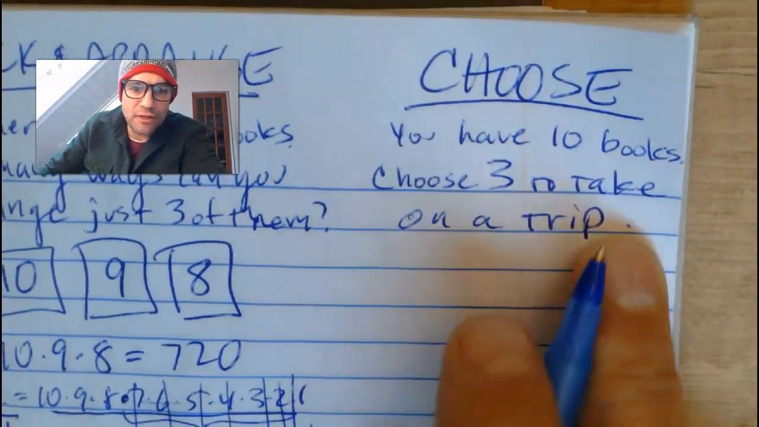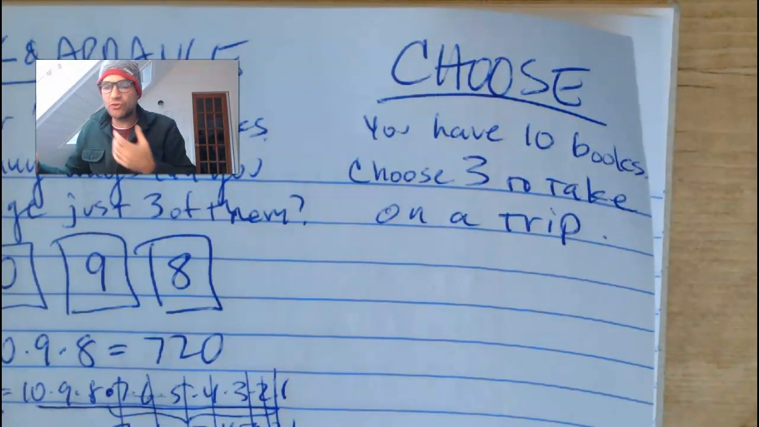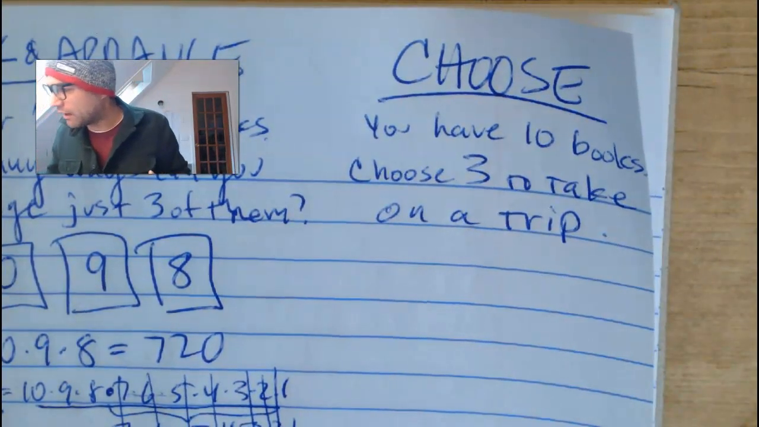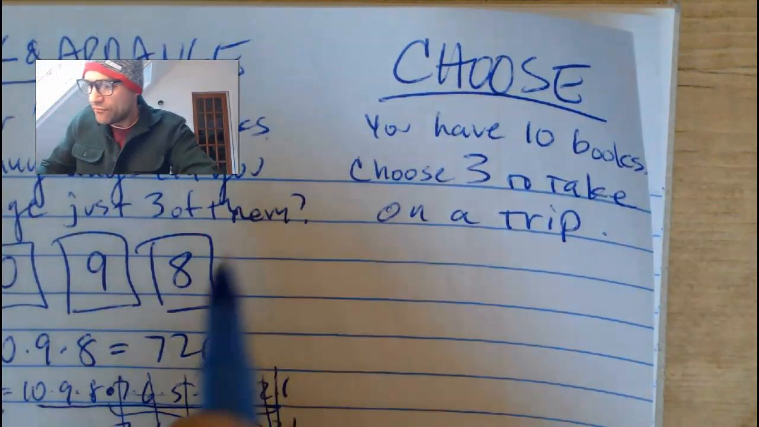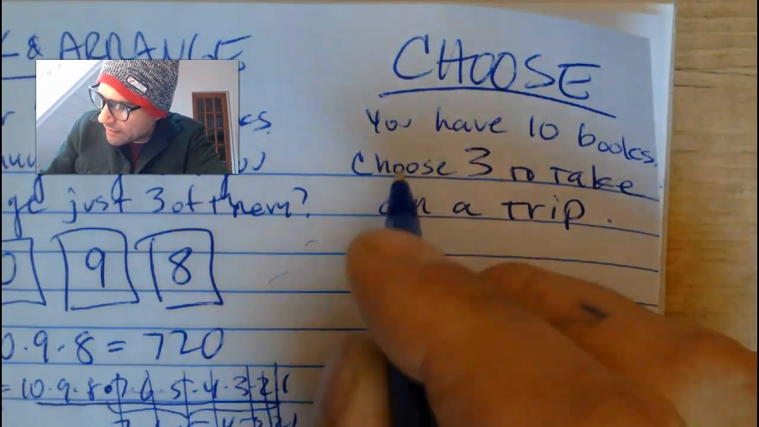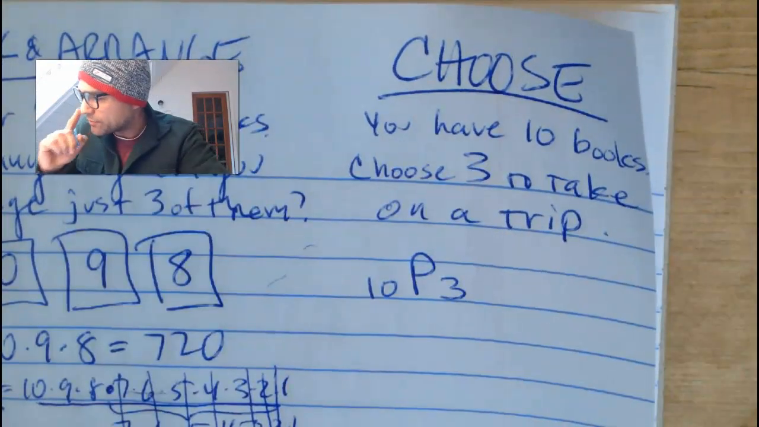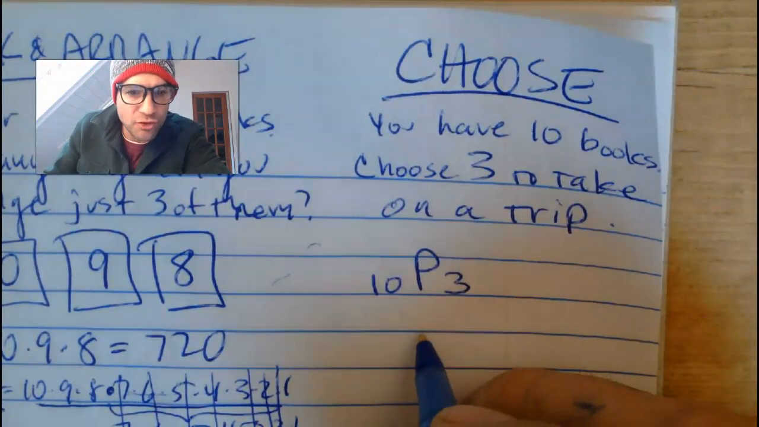And then the last one is just choosing 3 books from 10. So now we're just going to choose books and take them along with us. So if we consider the calculation we just did, when we took 10 pick and arrange 3, there was an overcount, certainly for choosing.